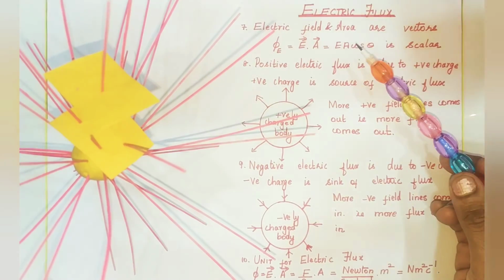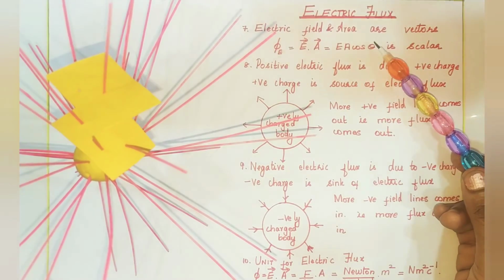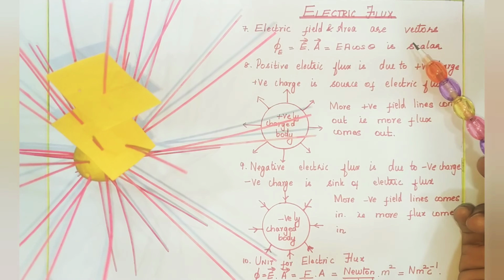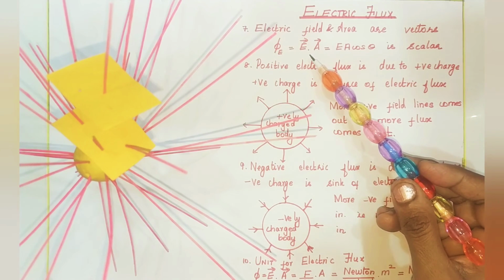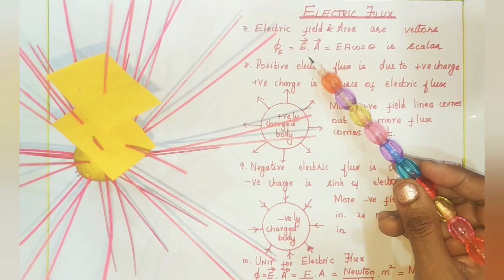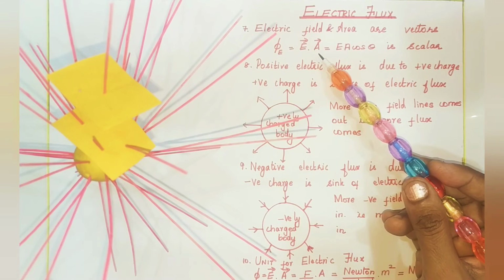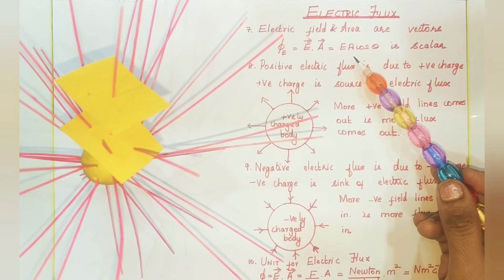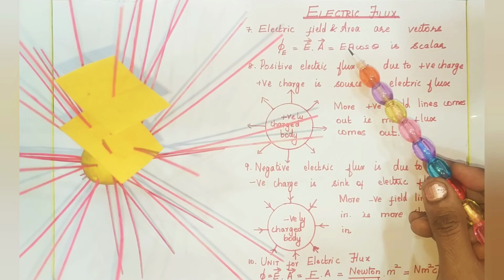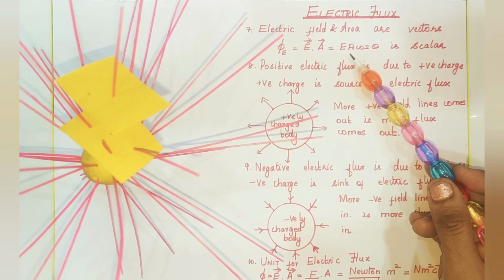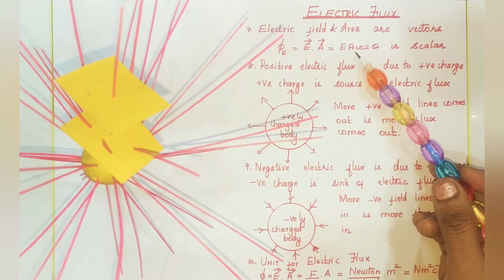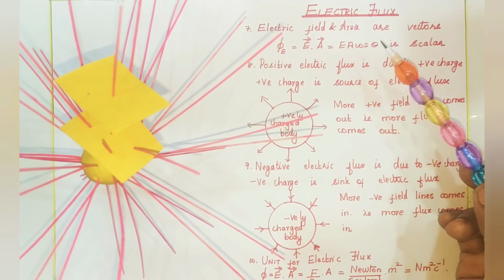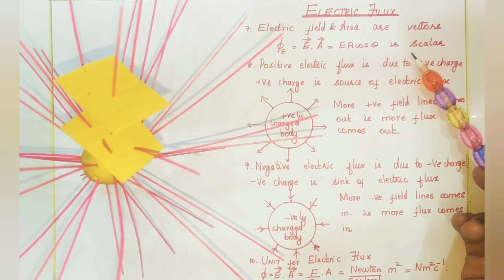The electric field E and the area A are two vector quantities, but the electric flux is the product of electric field and area. We give it as E vector dot A vector and it is equal to EA cos theta. That is the product of the magnitudes and the cosine of the angle between the electric field and the area element, and it is a scalar quantity.